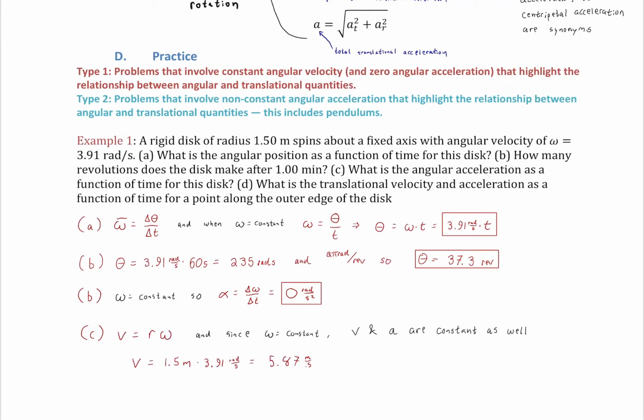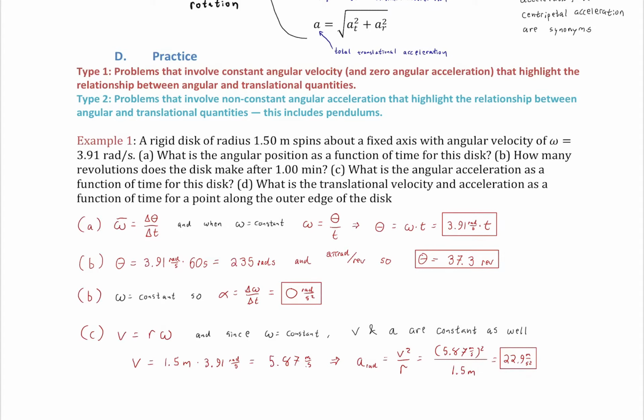We can then say that the translational velocity is just r times omega, so it's just 5.87. And I was asked for a function, right? So what is the translational velocity and acceleration as a function of time? Well, it's a constant, so it's not really a function, it's just a value. And then if I want to find the radial acceleration, it's just v squared over r. So I take that constant value divided by the radius, and I find that radial acceleration, which is 22.9 meters per second squared.